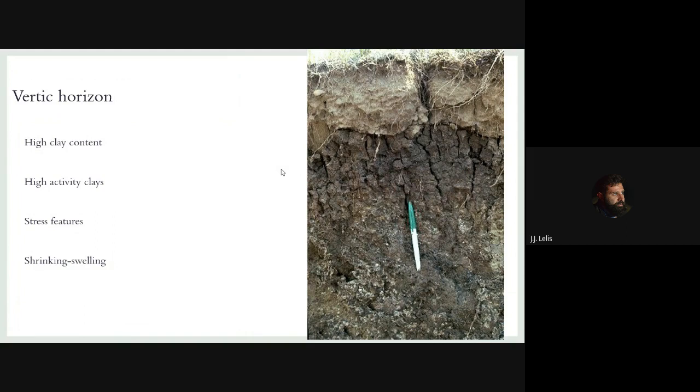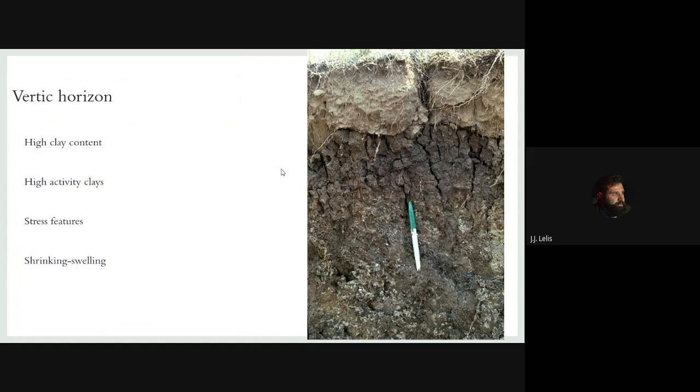So it always possesses a clay texture or clayey material, a very high clay content. And these clays are composed of expansive clays, so they can change their volume according to the soil moisture, the water content of the soil. They usually undergo shrinking and swelling processes according to this soil water content.